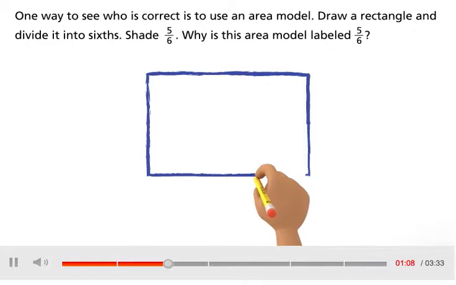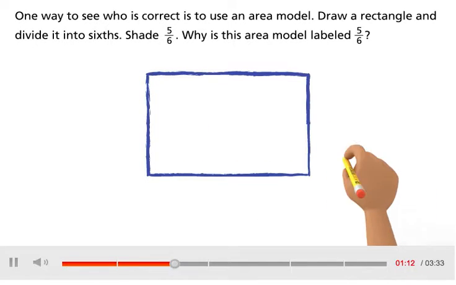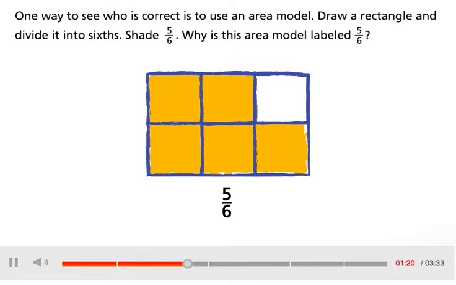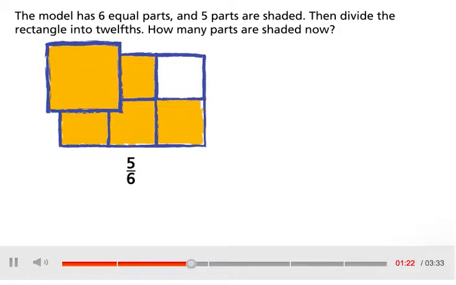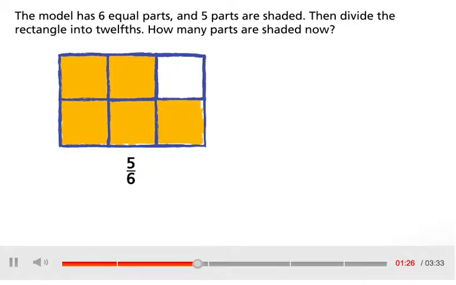One way to see who is correct is to use an area model. Draw a rectangle and divide it into sixths. Shade 5/6. Why is this area model labeled 5/6? The model has 6 equal parts, and 5 parts are shaded.